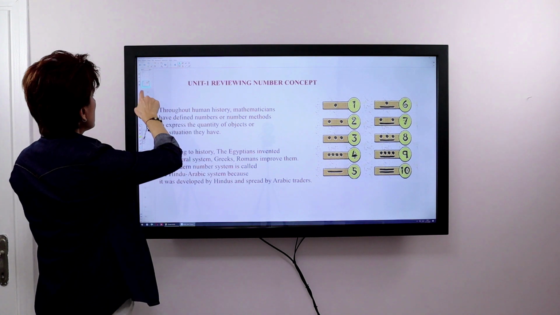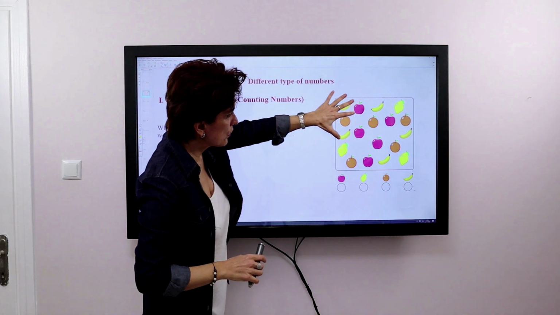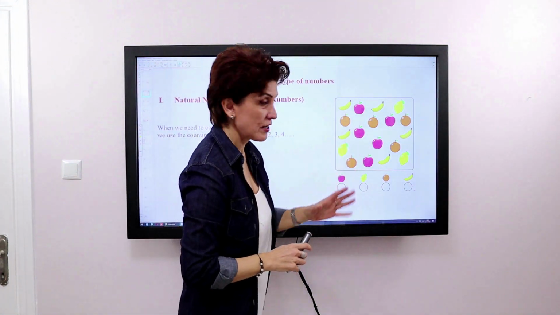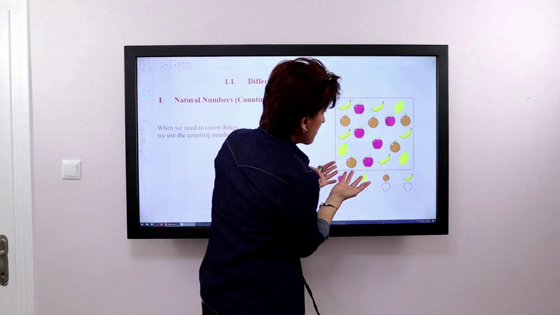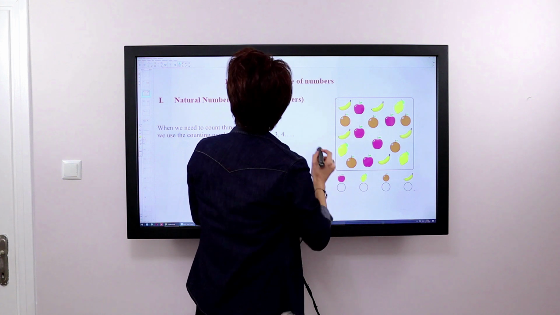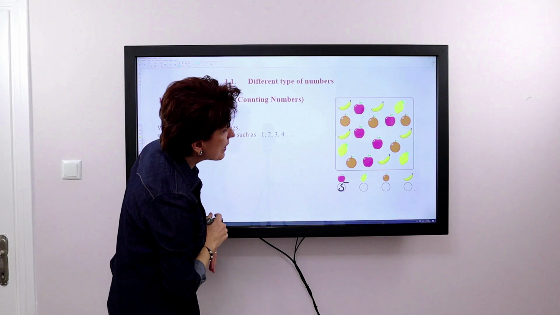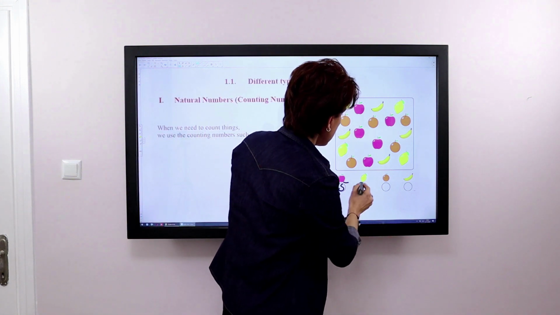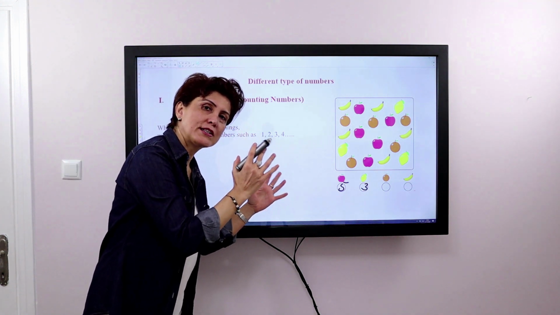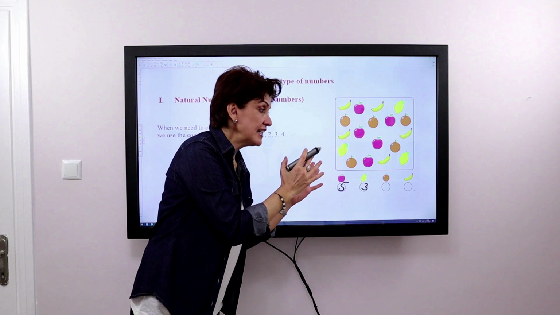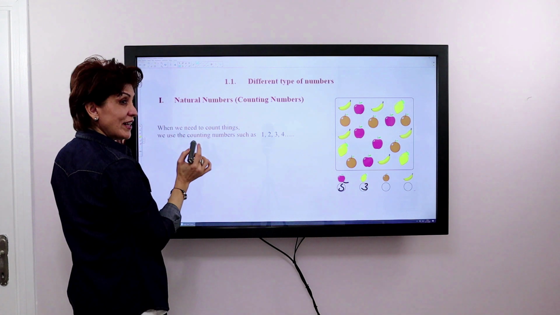Actually, I explained some of them here. When you look at this, you see different kinds of fruits, right? To count them, which kind of numbers are we using? For example, how many apples are there here? 5, right? We can use 5 to express this. Then, how many lemons? 3. To count and to express the quantity of this kind of thing, we use natural counting numbers. What are they?